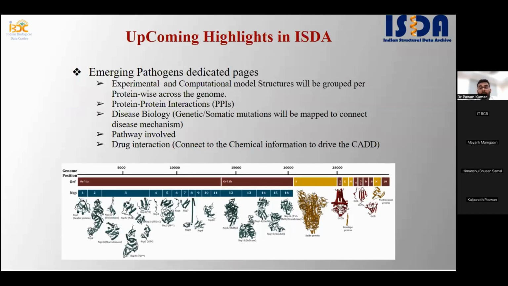We will add genetic and somatic mutations to connect all the information to disease mechanisms. So we will connect disease biology in that page, and we will include pathway information so that users can see which pathways are enriched if they select a particular protein type, to understand the disease mechanism. We are also connecting this page to chemical information to drive the computer-aided drug design process. So this will enhance and enrich all the information emerging related to emerging pathogens within India.